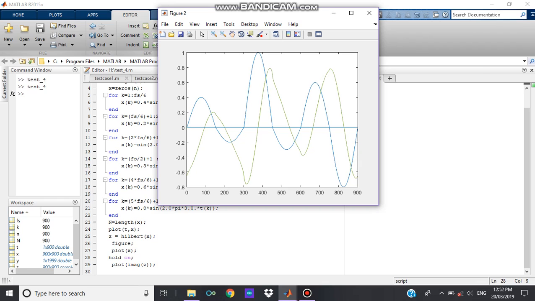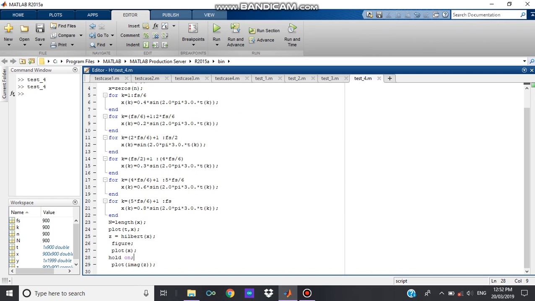So this is the basic and main use of the Hilbert function: to identify the peaks is really easier. And that is all we can perform on the 4 test signals. These are the test signals for today.